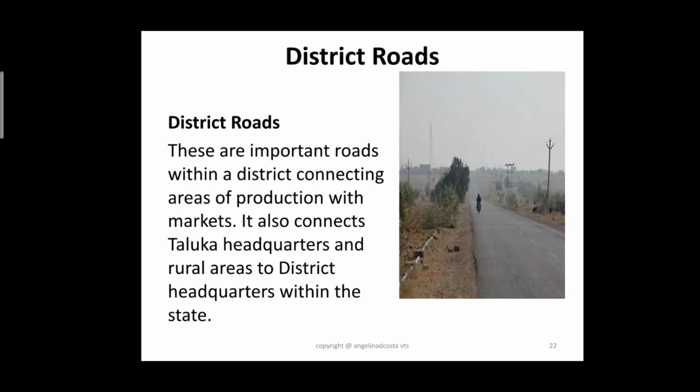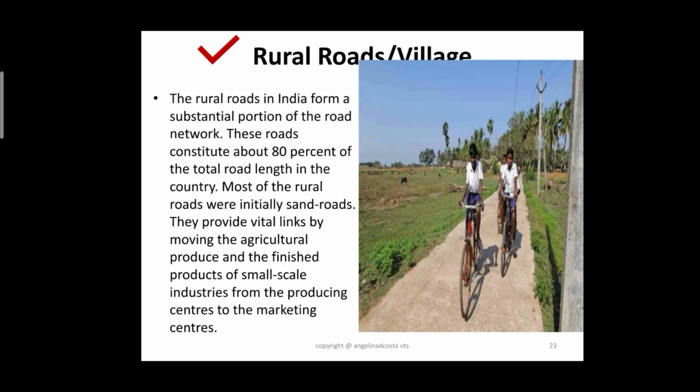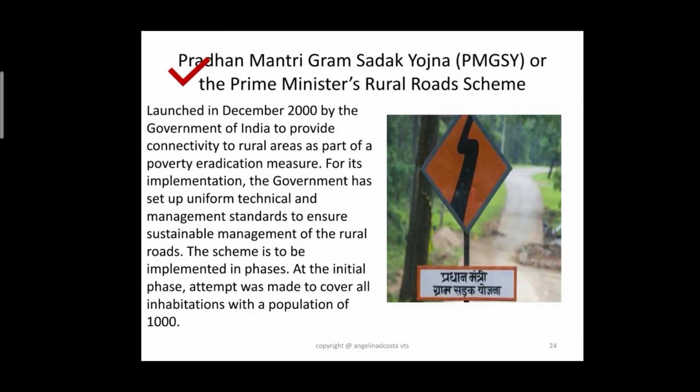Pradhan Mantri Gram Sadak Yojana, PMGSY, or also known as the Prime Minister's Rural Road Schemes, launched in December 2000 by the Government of India to provide connectivity to rural areas as a part of its poverty eradication measure. For its implementation, the government had set up uniform technical and management standards to ensure sustainable management of the rural roads. The scheme is to be implemented in phases. At the initial phase, attempts were made to cover all inhabitations with a population of 1,000.